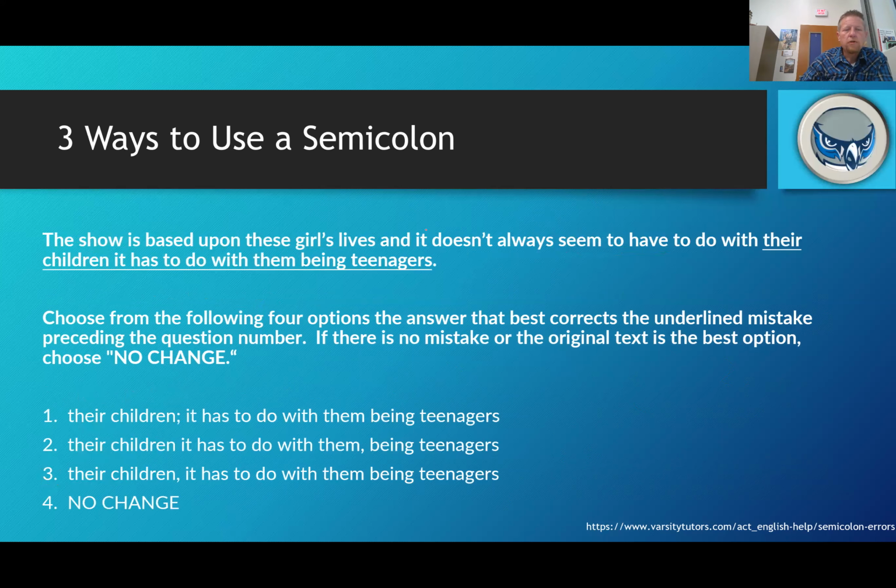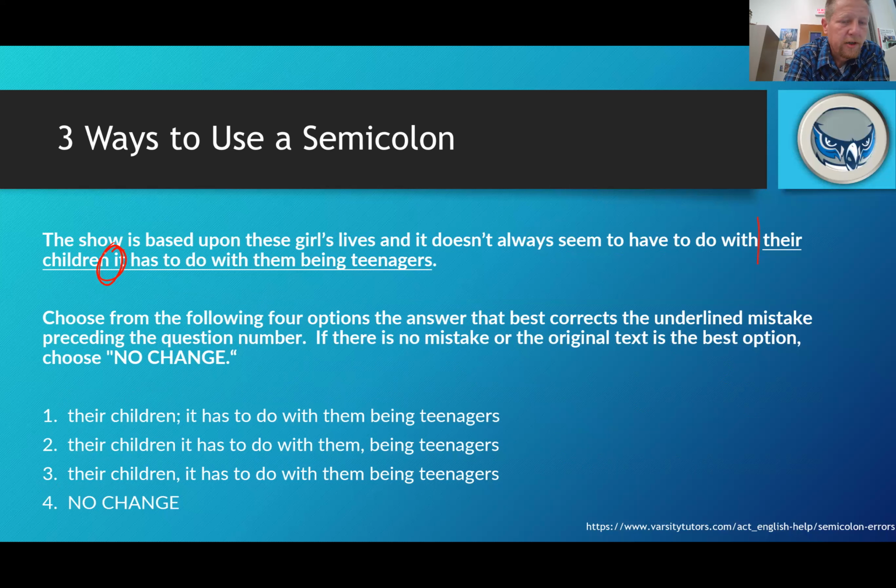Okay, next. The show is based upon these girls' lives, and it doesn't always seem to have to do with their children as it has to do with them being teenagers. So don't worry about the first part, but start with their children. It has to do with them being teenagers. Which one best improves the sentence? Doesn't always seem to have to do with their children; it has to do with them being teenagers, separated by a semicolon. Their children, it has to do with them, comma, being teenagers, or their children, comma, it has to do with them being teenagers. What do we want to do with their children? It's asking you, what do you want to do right there? Hit pause, figure it out.